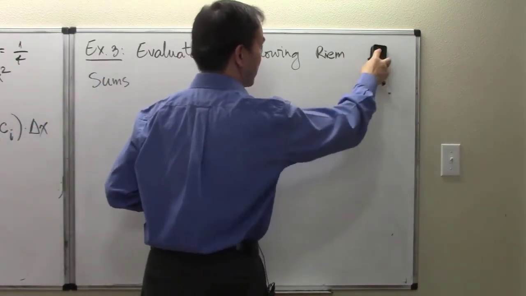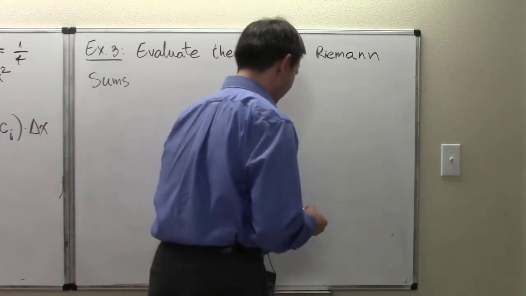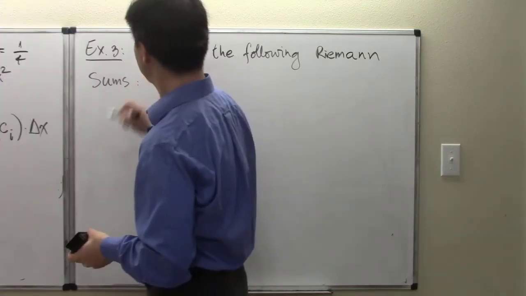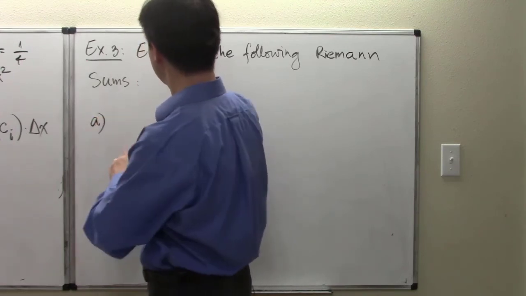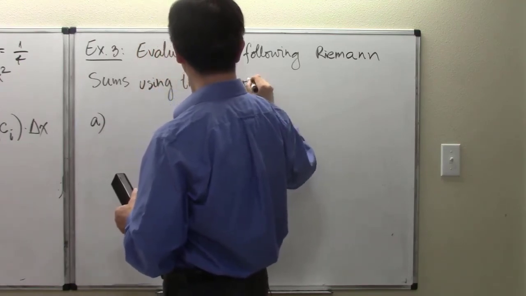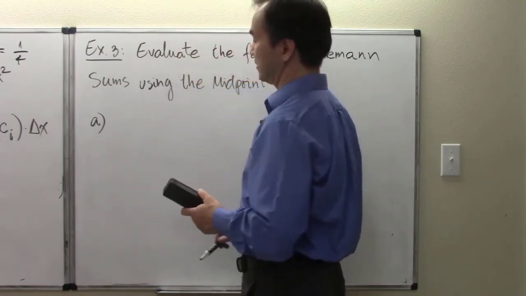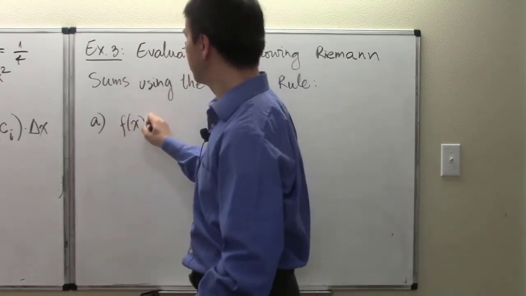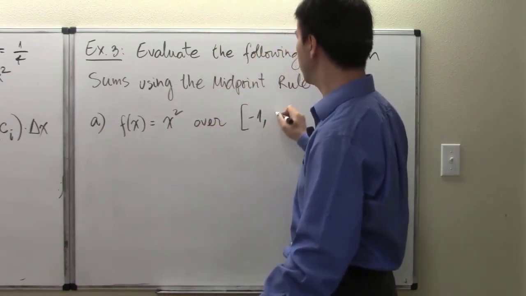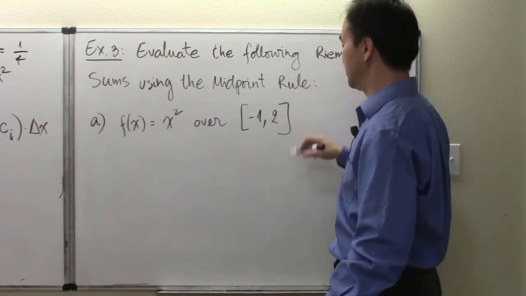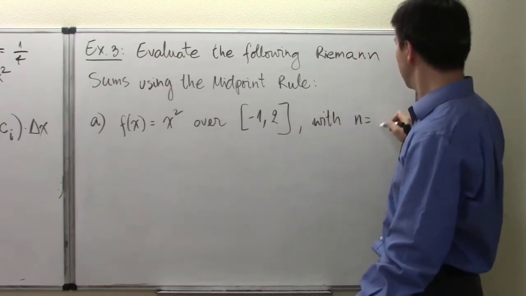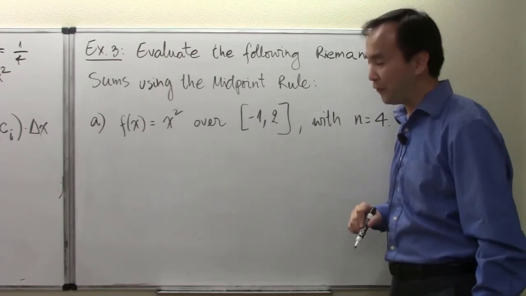I need to correct my spelling. So evaluate the following Riemann sums here. Part A, let's say, using the midpoint rule. All right, in part A, our function is given to be the x squared function over the interval from -1 to 2, with 4 subintervals.